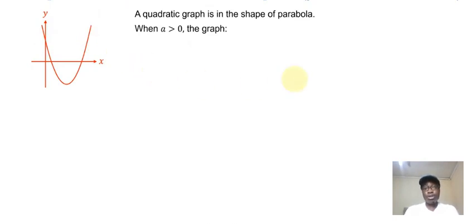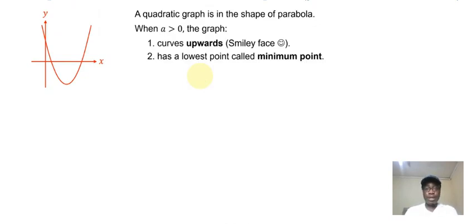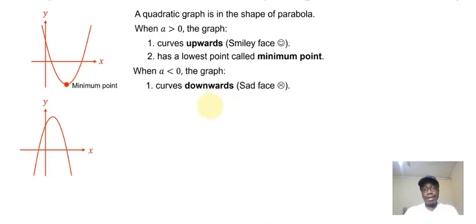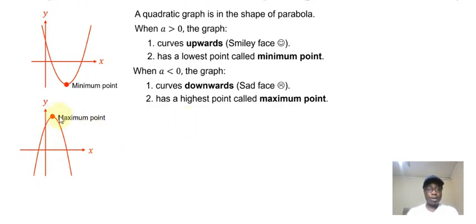So when you look at your equation, y is equal to ax squared plus bx plus c, the coefficient of x squared, a, when it's greater than 0, or when it's positive, your curve is going to be facing upwards. It's going to be smiling at you. It's going to have a minimum point. When your a is less than 0, that is to say when it's negative, the parabola is going to be like this. It's going to be a sad face looking at you, and it's going to have a maximum point as opposed to a minimum point.